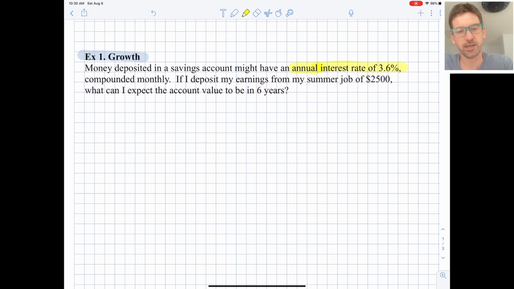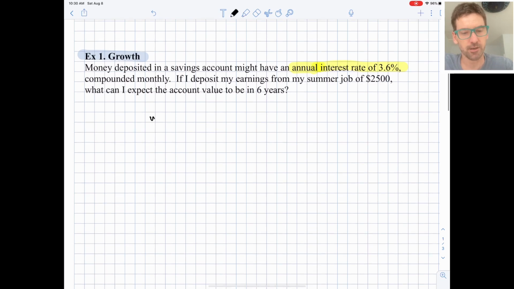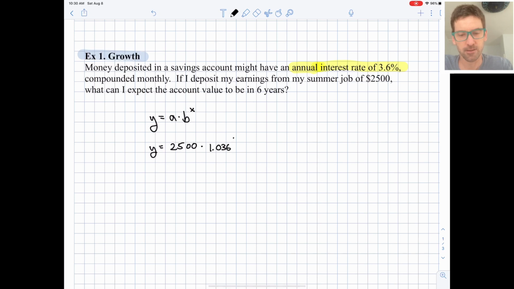All right, so let's go ahead and start with our core exponential growth equation. Okay, and I think we can see that we're going to have something that looks like this, perhaps. But we're going to have to modify things a little bit.